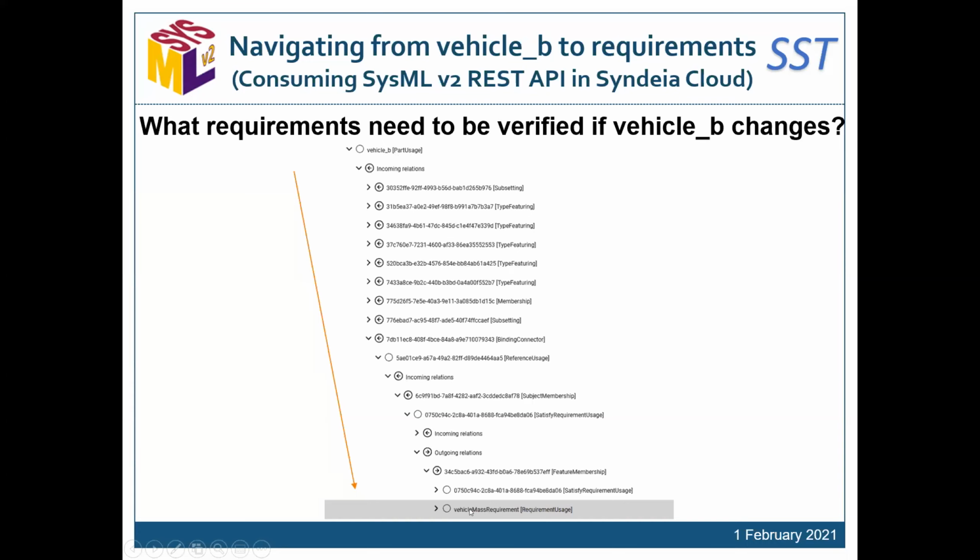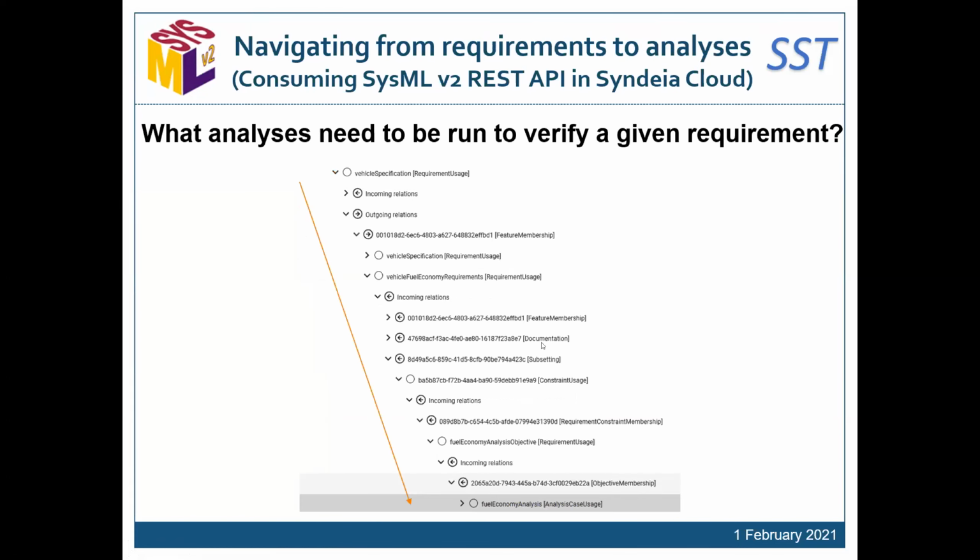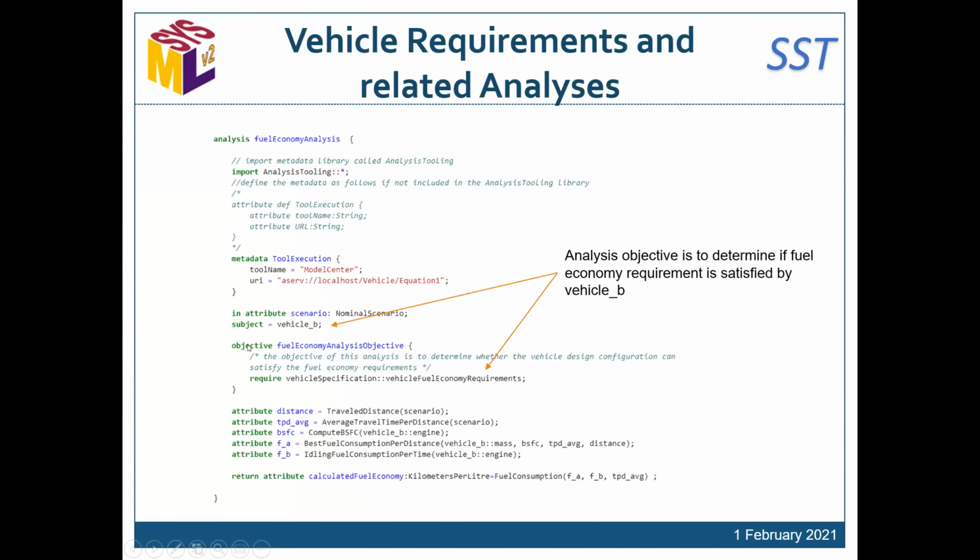In this case, I can trace it myself and say that vehicle B has a satisfy requirement relationship to the vehicle mass requirement. And given the vehicle mass requirement or the vehicle fuel economy requirement that may get affected, you can trace those relationships and come to the specific analyses that we need to run. In this model, there was a fuel economy analysis defined, which said the objective of the analysis is to determine if the fuel economy requirement is being satisfied by vehicle B, which is the subject of the analysis.